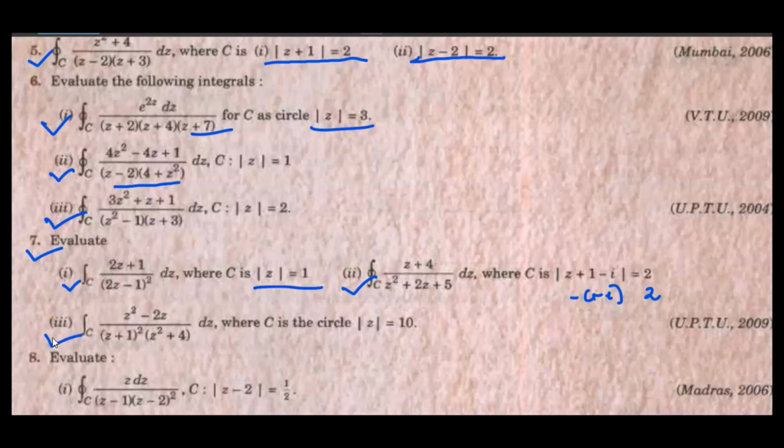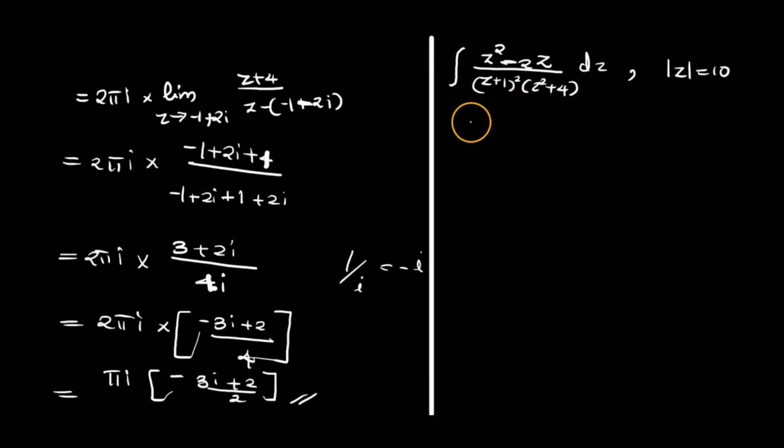The integral over C of (z² − 2z) divided by ((z + 1)² (z² + 4)) dz, where C is the circle |z| = 10. This is our question. So the singularities: z + 1 squared gives z = −1, and z² + 4 is 0 when z = ±2i. So −1, 2i and −2i are singularities.